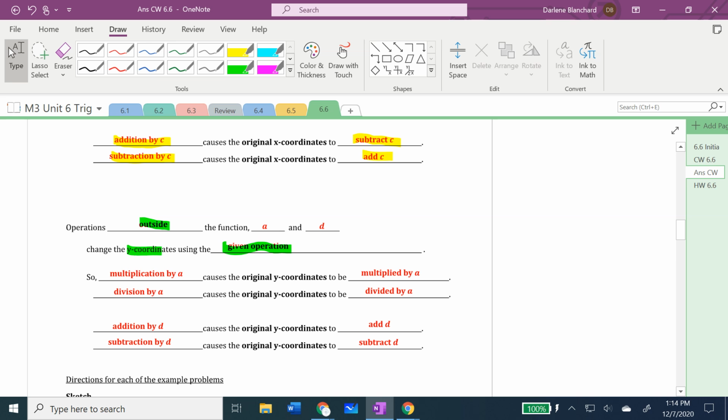When the operations are outside, then when you see multiplication by A, you will multiply the y coordinates by A. If you see division by A, you will divide the y coordinates by A, the parent y coordinates. If you see addition by D, you're going to add D to the y's. Subtraction by D, you're going to subtract D from the y's.